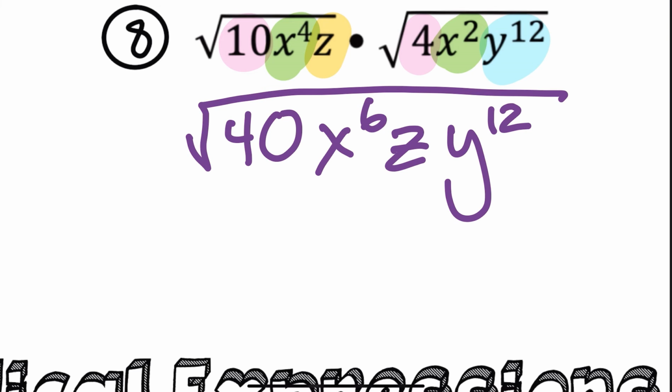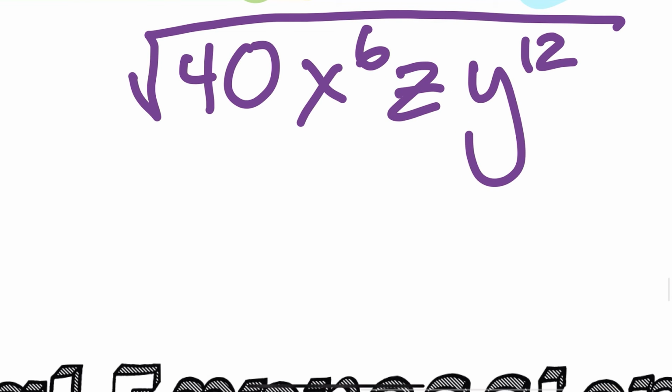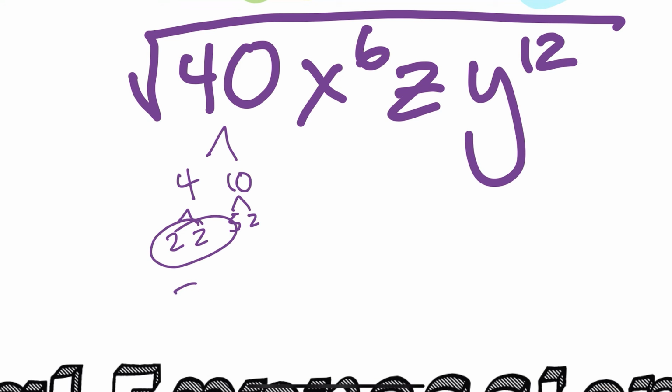Now we're going to simplify the whole thing. So I have 40 coming first here. Well, I know it's going to be 4 and 10, and then that'll be 2 and 2, 5 and 2. So I have a pair of 2's here. I have 2 root 5, and 2 are going to stay on the inside because they don't have partners. So that'll be multiplied to get 10, just like we did in that last problem.